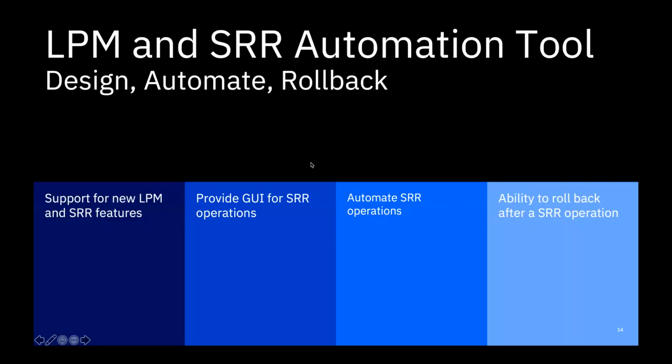Beyond that, this is what is not available on the HMC. We provide the ability to automate simplified remote restart operations in the tool. So the tool, when you configure it, can monitor the health status of your Power systems, and if you enabled it, it can automatically start SRR operations when the machines fail. And similar to LPM, we have the ability to roll back to the originating servers after SRR operations.